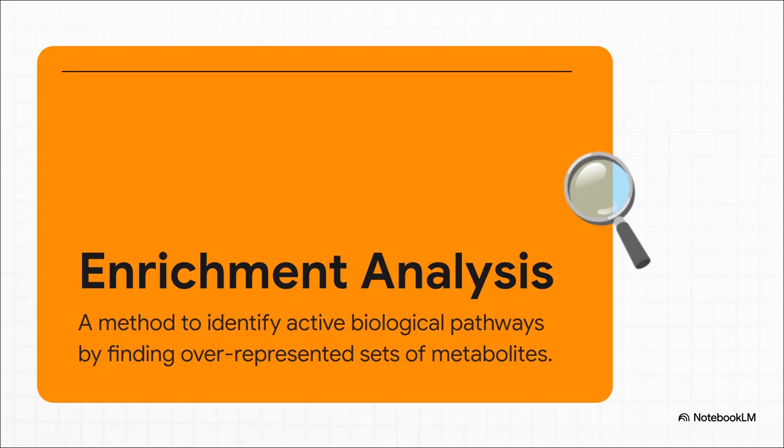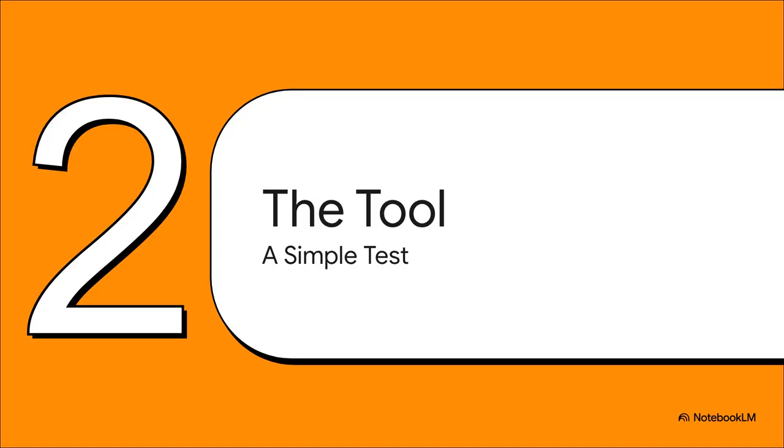So how do you find these stories in all that chaos? Well, scientists have this really powerful tool called enrichment analysis. It's basically a statistical method that helps them see which of those biological pathways are the most active or the most important in their experiment. It works by checking if certain groups of molecules are showing up together way more often than you'd expect just by pure random chance.